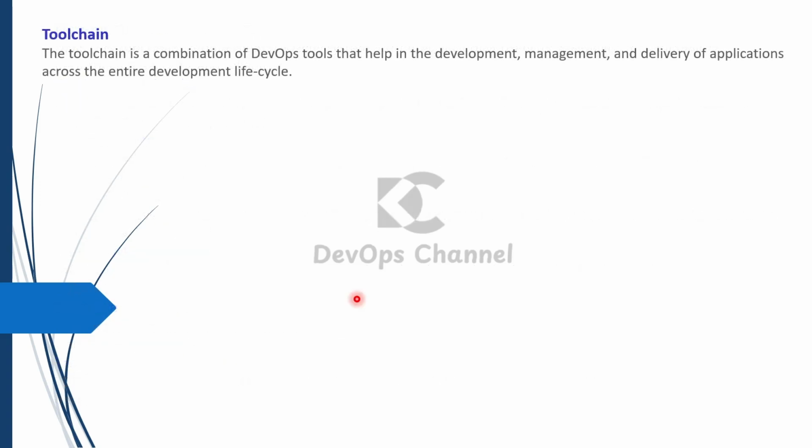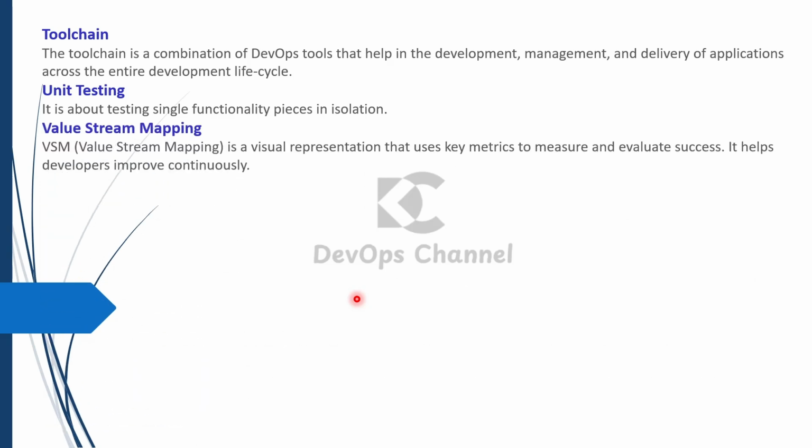Next one is toolchain. So it's a combination of DevOps tools that help in development, management, and delivery of applications across the entire development lifecycle. Next one is unit testing. So it's about testing a single piece of functionality in isolation. Value stream mapping is a visual representation that uses key metrics to measure and evaluate success. It helps developers improve continuously.